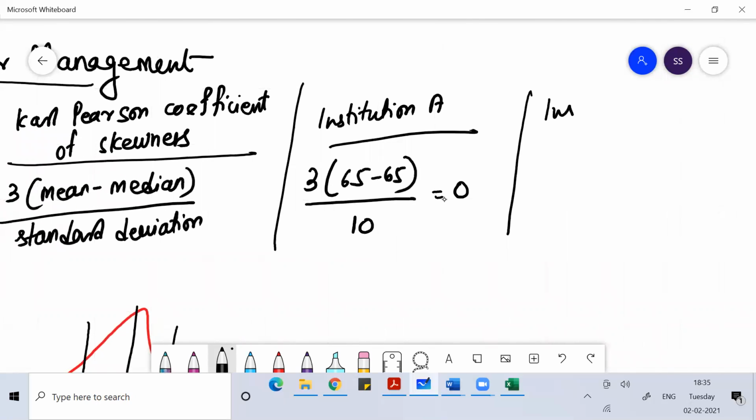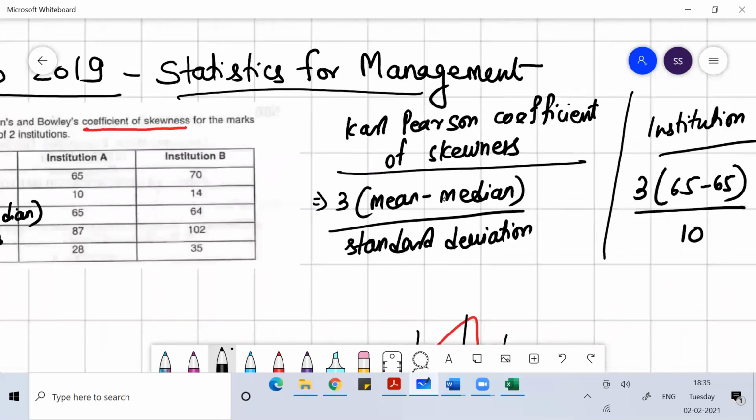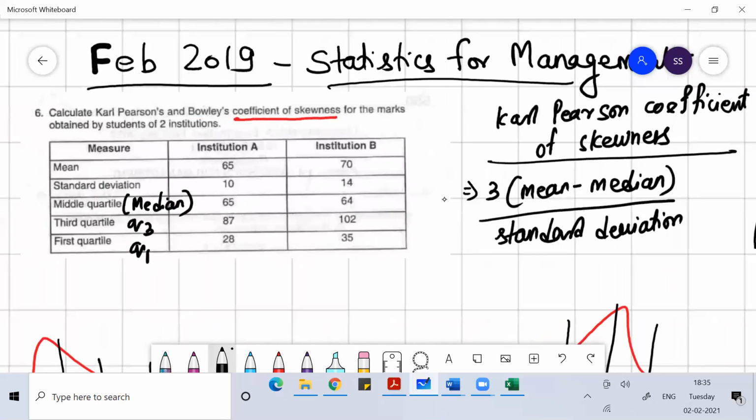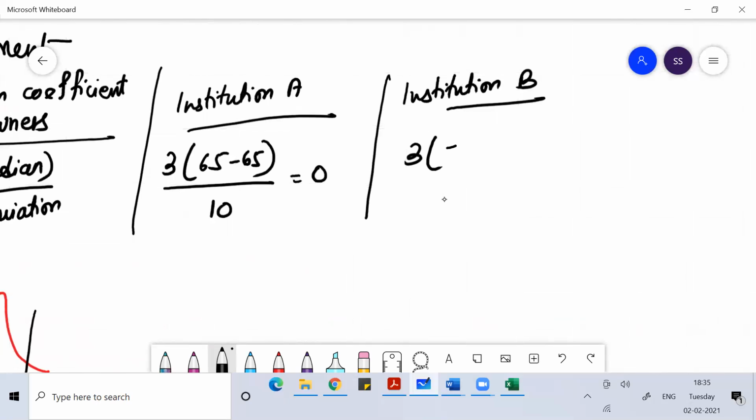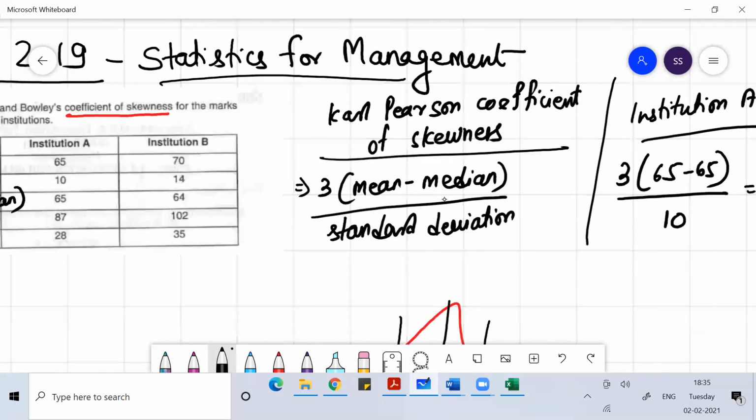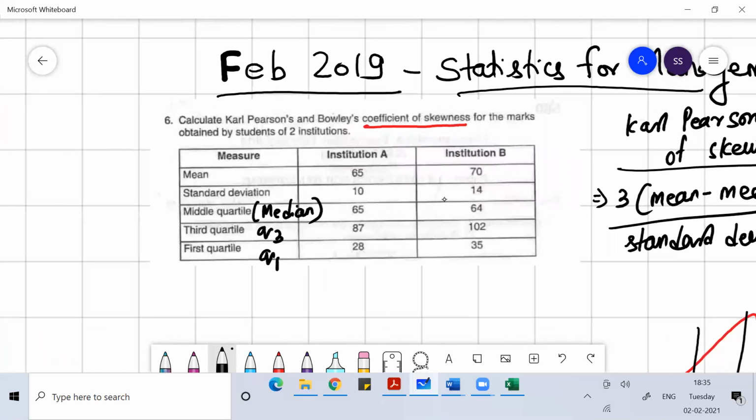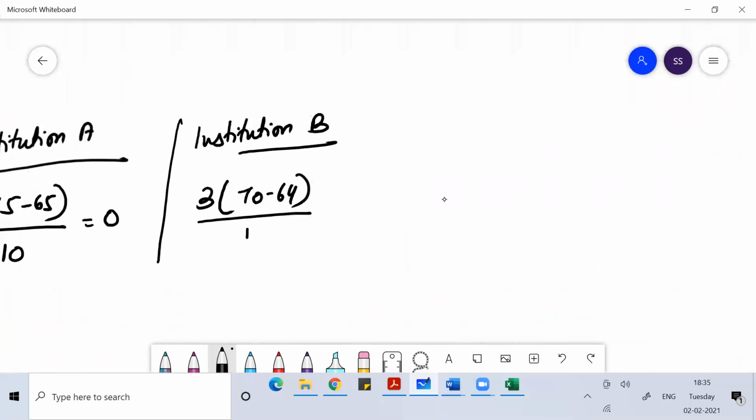And for institution B, 3 times of mean minus median divided by standard deviation. Mean is 70, median is 64, so 70 minus 64 divided by standard deviation. Standard deviation is 14. So 3 times 6 by 14, that is 18 by 14, or you can write this as 9 by 7.